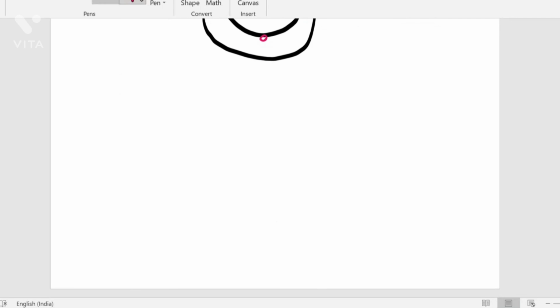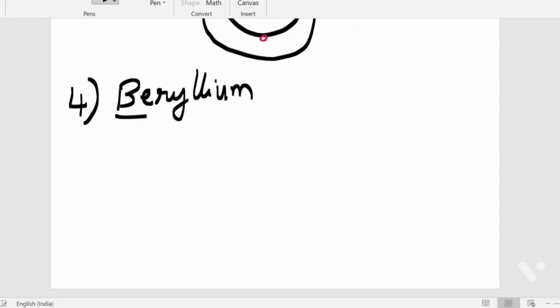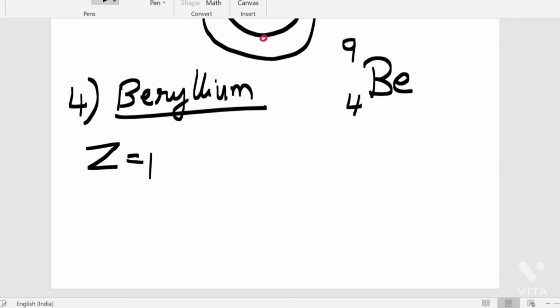Fourth one. What is the name of the element? Beryllium. Its name is beryllium, B capital E small letter. And beryllium has got mass number 9 and atomic number 4. So here atomic number means Z = P = E = 4.